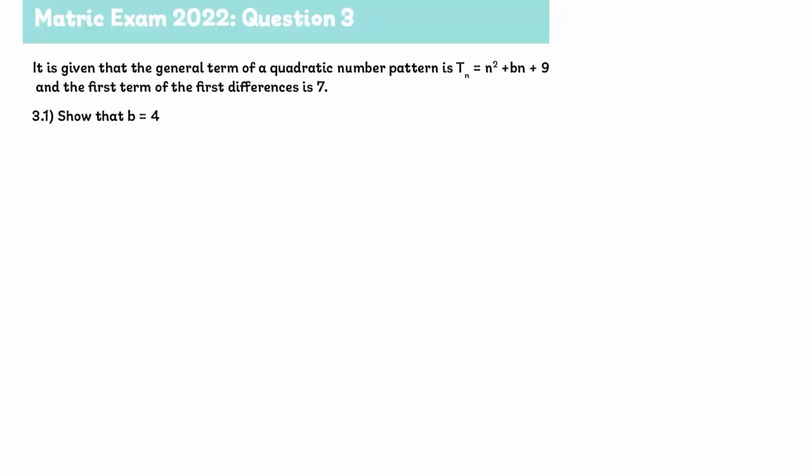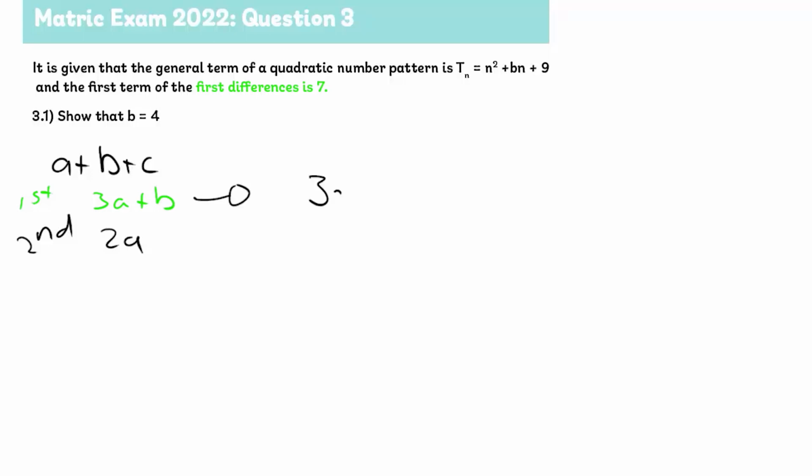We can start off by just recapping what we did in grade 11. The number pattern is A plus B plus C. Then the first difference, let's just put that there. First difference is 3A plus B. And then the second difference is 2A. Information they've given us is that the first difference is equal to 7. So we want to use this one. So we can go 3A plus B equals 7.